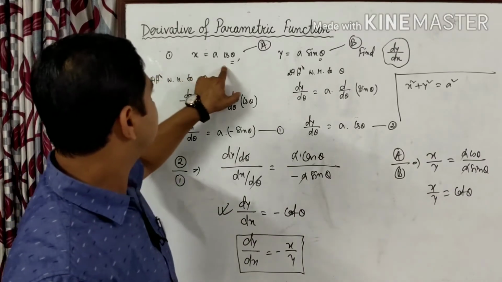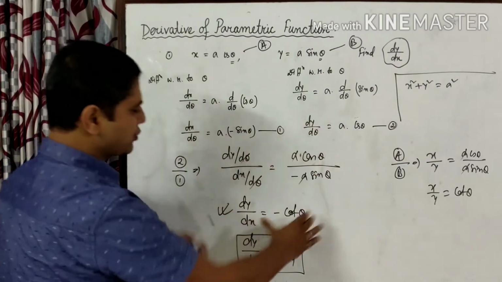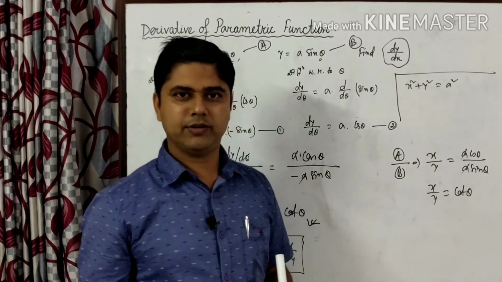Otherwise, if the question is given directly like this, x equal to a cos theta and y equal to a sin theta, find dy by dx, then doing up to this part, up to this one, your solution will be clear. Okay.